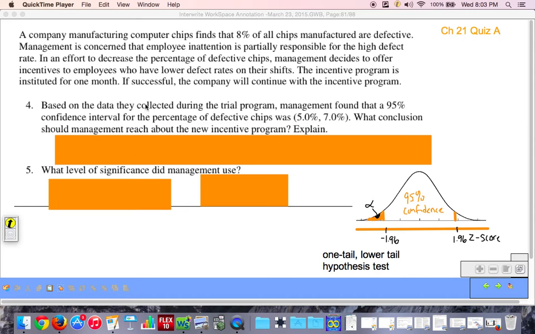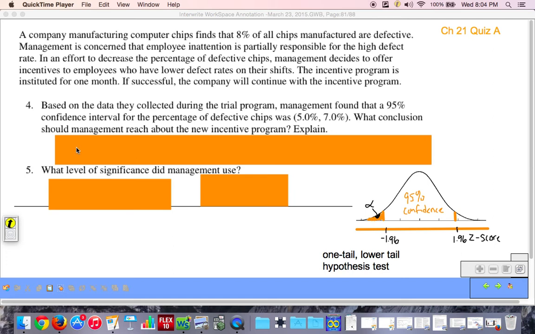A company manufacturing computer chips finds that 8% of all chips manufactured are defective. Management is concerned that employee inattention is partially responsible for the high defect rate. In an effort to decrease the percentage of defective chips, management decides to offer incentives to employees who have lower defect rates on their shifts. The incentive program is instituted for 1 month. If successful, the company will continue with the incentive program.